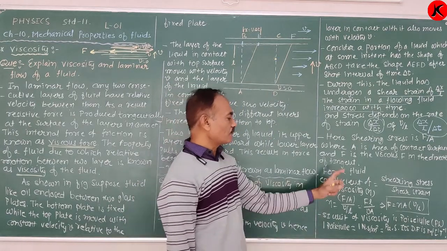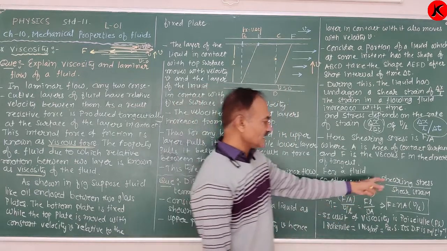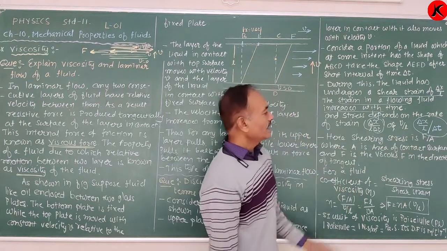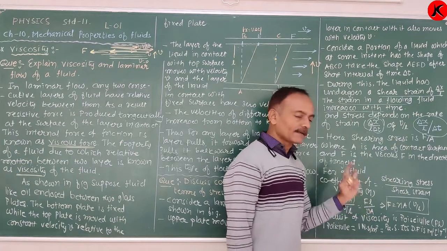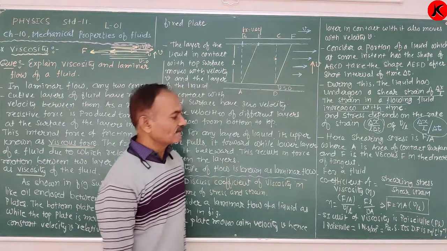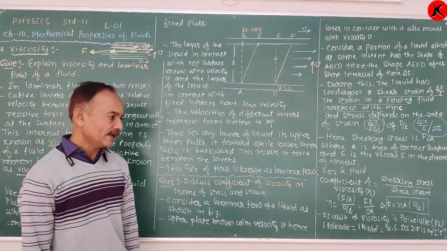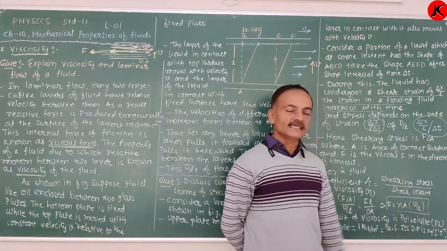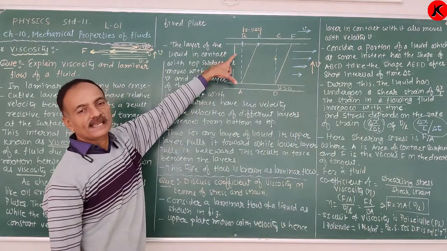Again, the coefficient of viscosity eta is equal to the shearing stress to the shearing strain rate. Shearing stress is F upon A. Now the strain rate is V upon L. Therefore, eta equals FL upon VA. From this equation, the viscous force F is equal to eta A V upon L. Eta is the coefficient of viscosity, A is the area of contact, V is the velocity, and L is the width of the fluid.